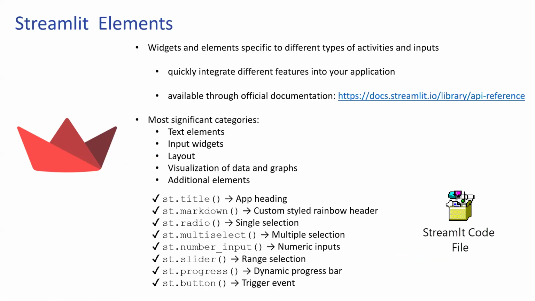But I prefer a different way. I will start with simple coding first, and from there you can learn how Streamlit is used in your code. The most significant categories that I usually use are the text elements, the input widgets, like how we can put some input, sometimes layout, visualization of data and graphs, which is a little bit more advanced, and additional elements.